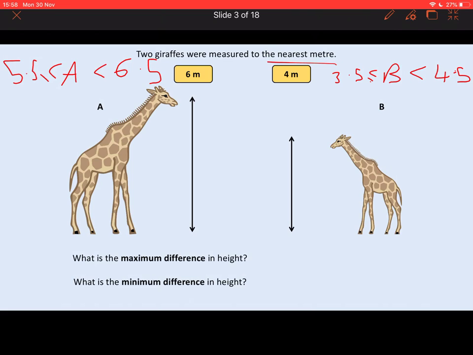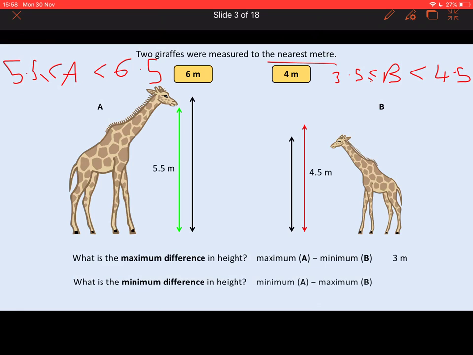because if we had 4.5, it would round up to 5. Now, for the max difference in height, I take the largest of A and the smallest of B, because I want the largest difference between the two. And I subtract the 2 of them, okay? And I get 3. For the minimum difference, though, same approach, but I pick the smaller height of A and the larger of B, and I get an answer that is 1.